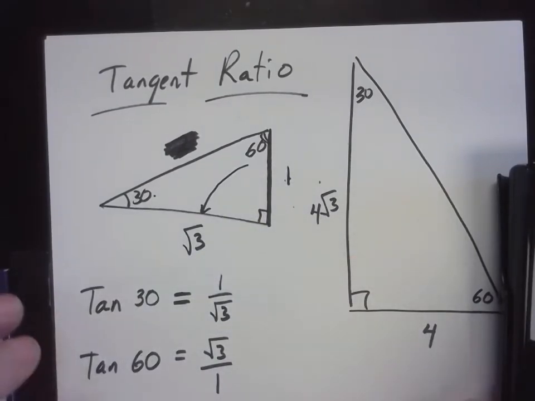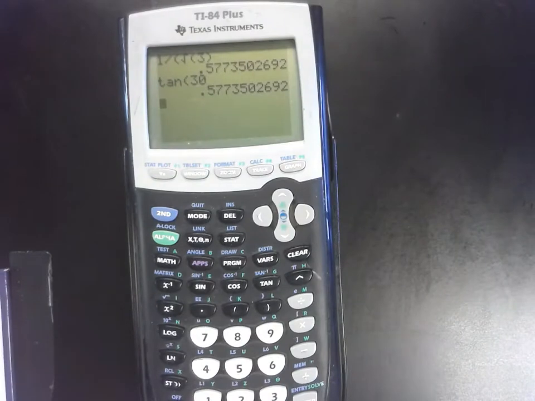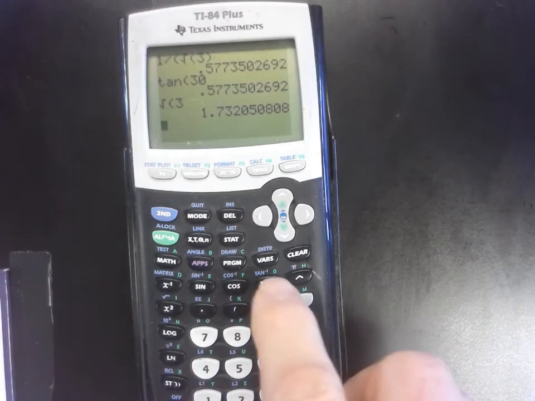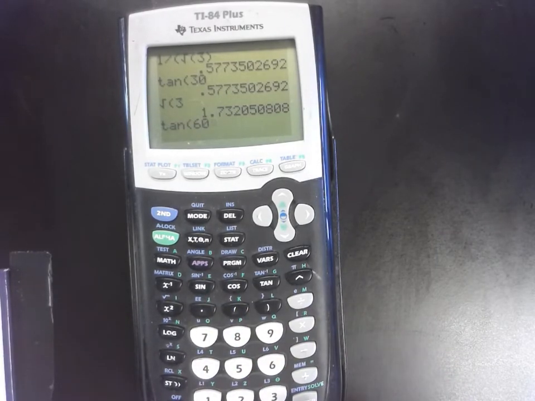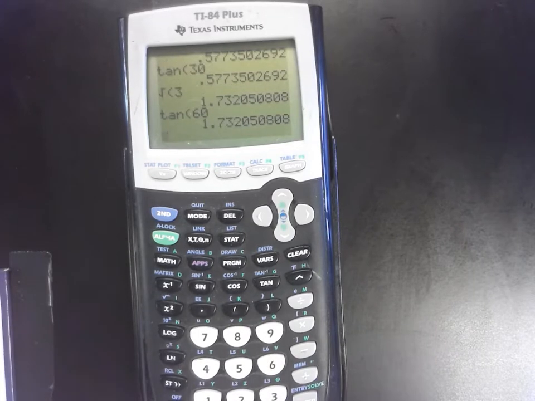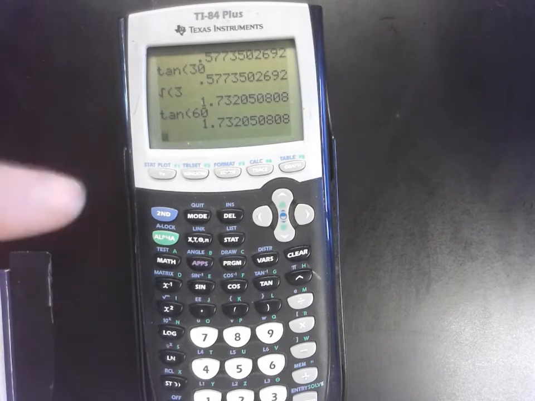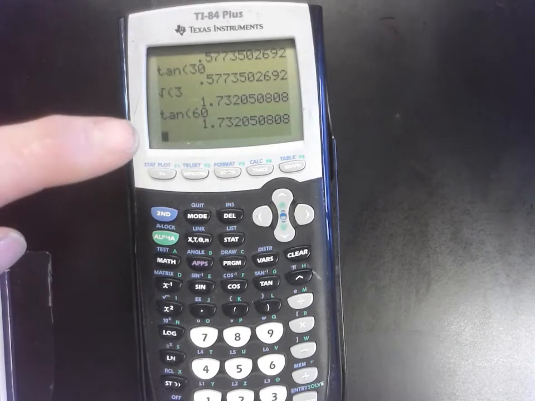What about radical 3 divided by 1? So radical 3 over 1, which would just be radical 3, is 1.73. And then try the tangent of 60 degrees. Guess what? Now, is anybody coming up with answers that aren't matching? Or is anybody getting anything weird? Okay, bring me your calculator.